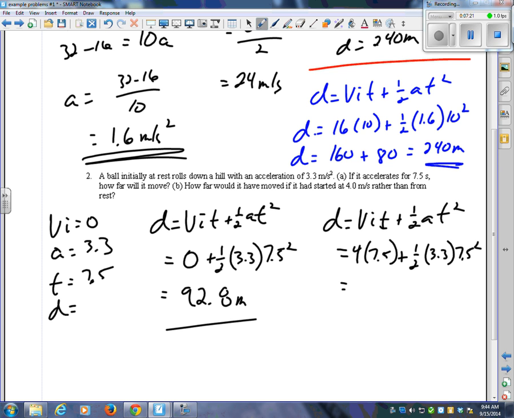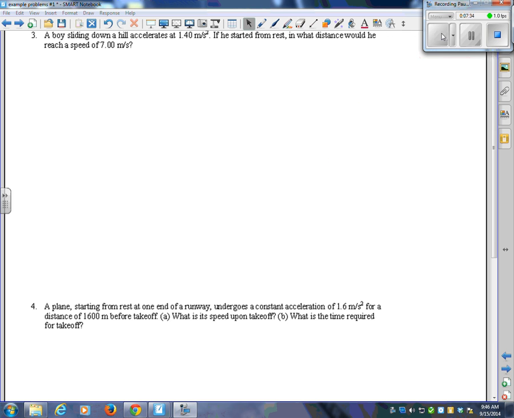I get it. Did anyone go and do B on their own? How about you try number 3 on your own? Flip it over. There's 2 more to try. The acceleration in number 3 is 1.4. He started from rest, so the initial velocity is 0. What distance? We're looking for the distance, and the final velocity is 7.